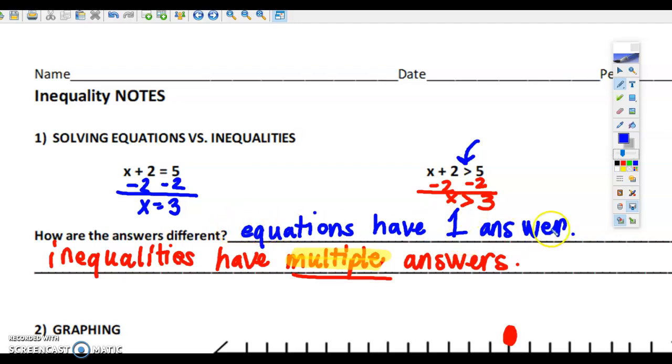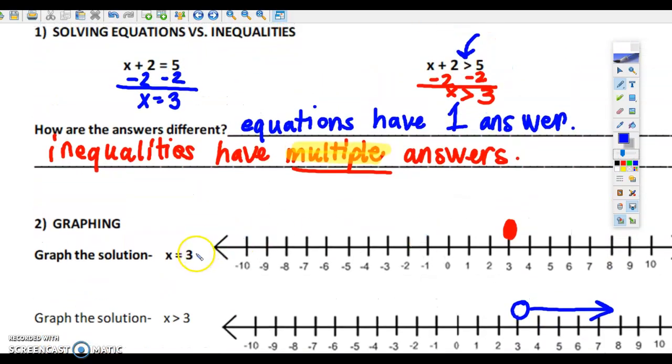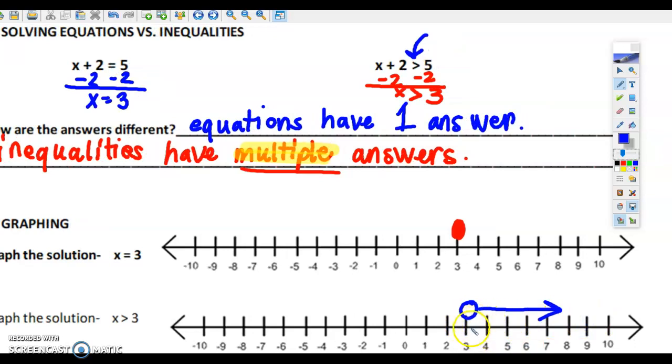So equations have one answer. It's always going to say x equals some value. Inequalities will have multiple answers. So if you're graphing this solution, x equals 3, on a number line, it's only 3. So we just have one dot. This one says x is greater than 3, so I want everything right here and after to be represented. I want to shade in all of this stuff on this side of the 3, everything. So we represent that with an arrow.